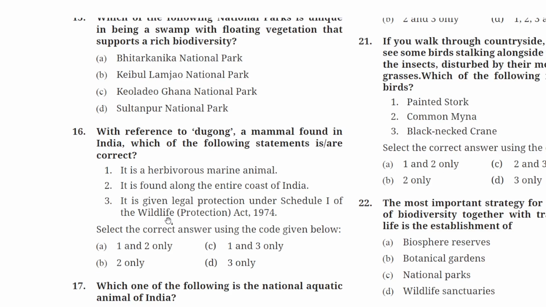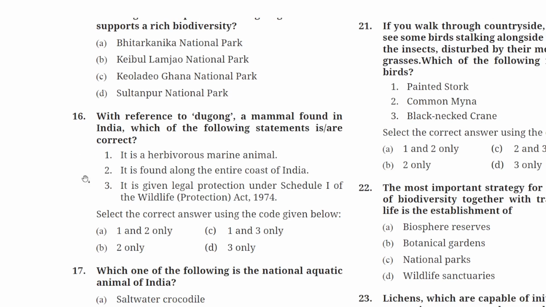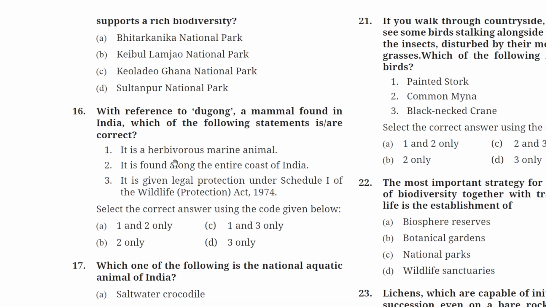With reference to dugong, a mammal found in India, which of the following statements are correct? It is a herbivorous marine animal. Okay, correct statement. It is found along the entire coast of India. No, that is a wrong statement, and entire being the extreme word. It is given legal protection under the Schedule 1 of the Wildlife Protection Act. Yes, 3 is also right. So answer is C.